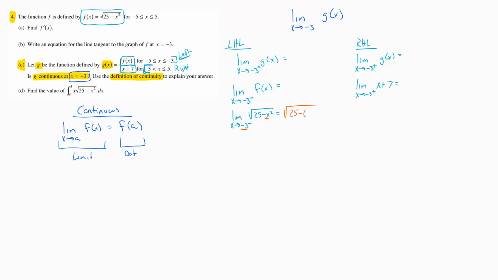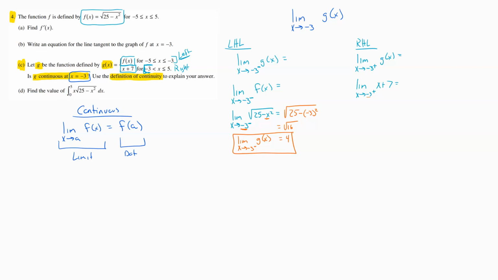We get the square root of 25 minus -3 squared. That's going to be 25 minus 9. That's the square root of 16. So we get out 4. So our left-hand limit, the limit as x approaches -3 from the left of g of x, is going to equal 4. Now we want to compare that to our right-hand limit and see what happens.